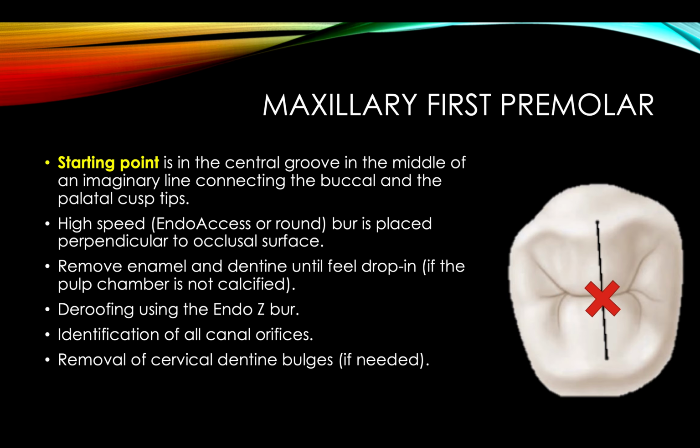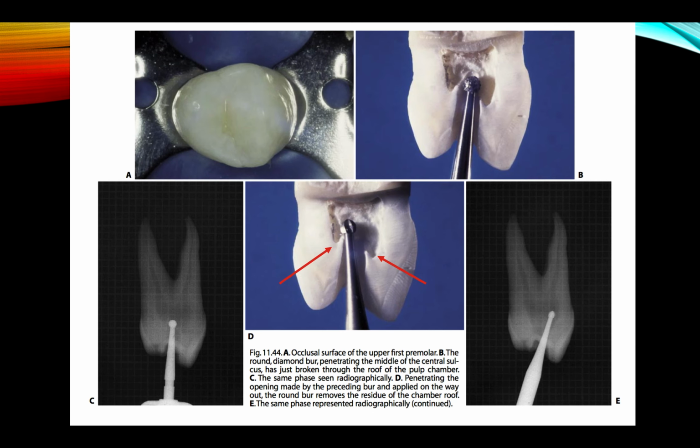Then you use your DG16 to identify all canal orifices. Sometimes you will find dentine bulges at the orifices of the root canals. Then you can use your Gates Glidden to remove them if needed.